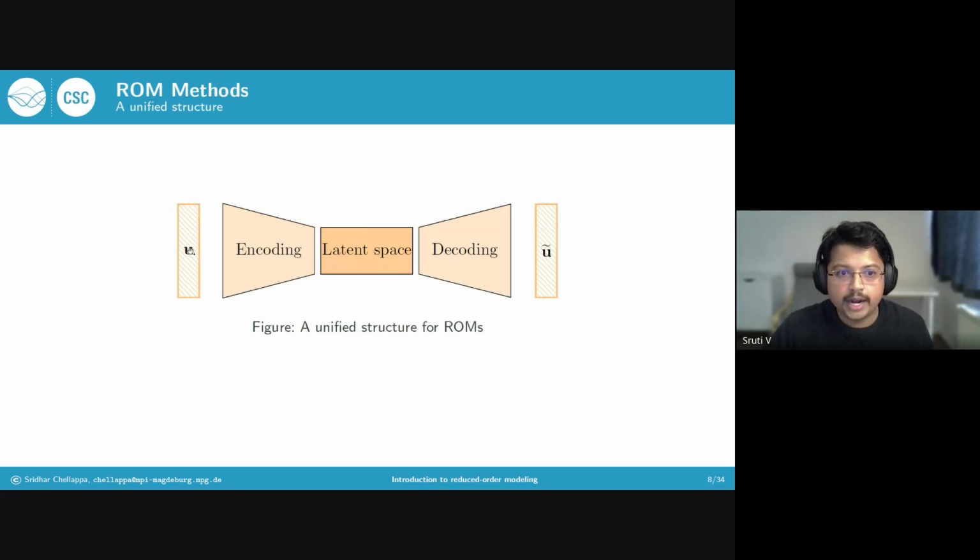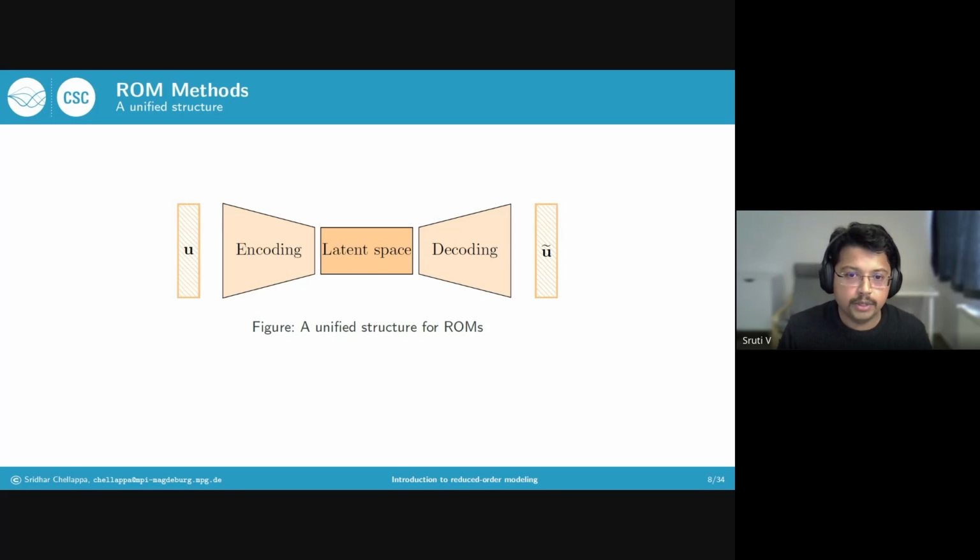So you start with your high-dimensional solution, U. You do some form of an encoding, which I will specify for each method. You do the encoding and you go into the latent space, and some magic happens in the latent space. And then following that, you can decode the latent vectors and then reconstruct your U tilde. So basically, I will just try to illustrate for each method how you can put them in this very general form that is shown in the picture here.